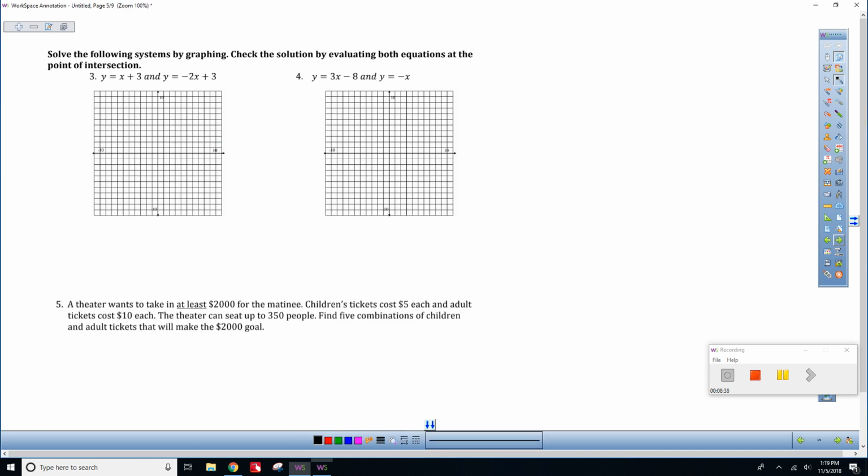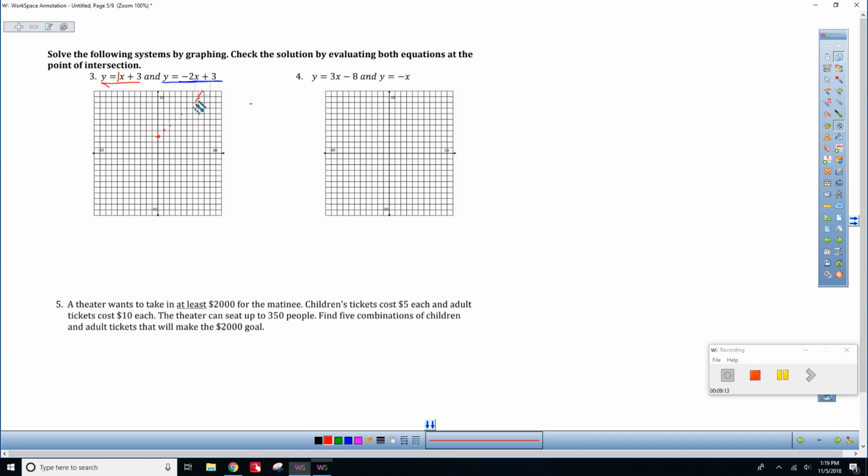Let me help you out with number 3. Now it says, just solve them by graphing. So let's call this one the red equation, and we'll call this one the blue equation. Desmos, or your graphing calculator, is a great way to do these. So y equals 1x plus 3. So our y-intercept is 3. Our slope is 1. Every time we go over 1, we go up 1. So there's our red line.